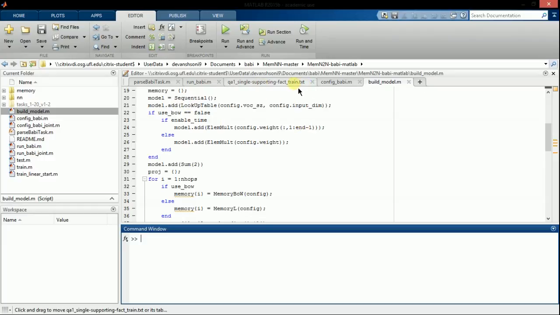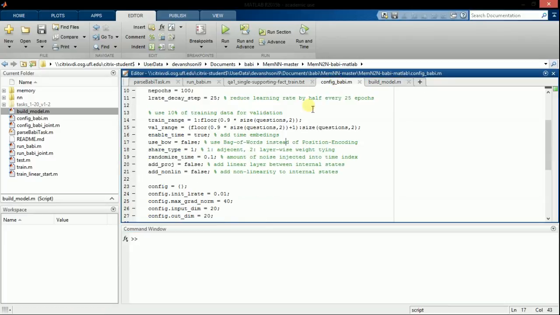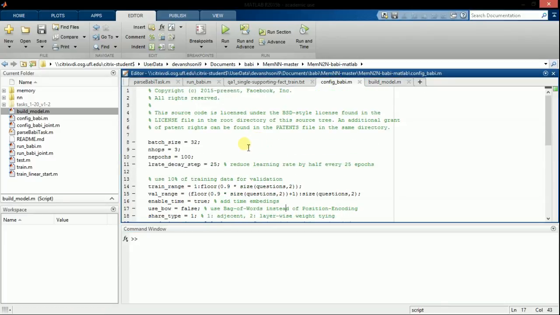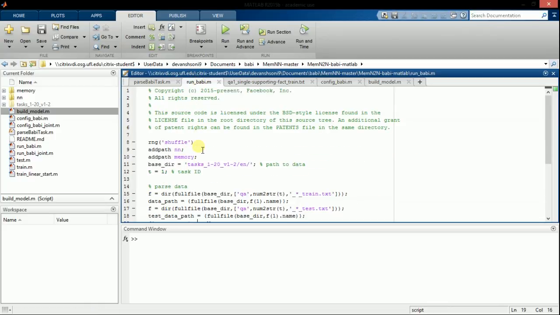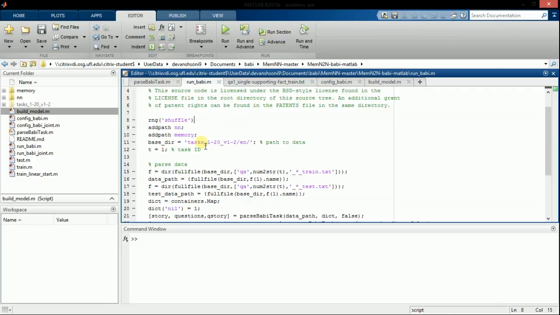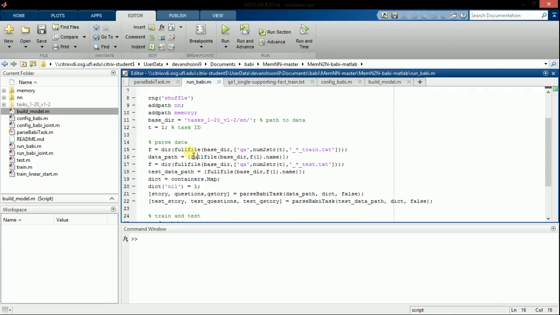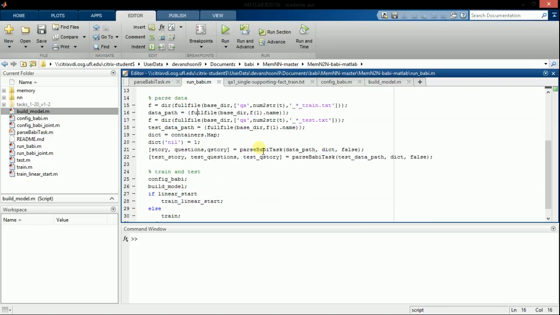So if you see, the code has been written entirely in MATLAB, and the code has been taken from Facebook AI research team's original code on GitHub. So we have a file called run.babi.m, which is basically taking the data from the files, the training file and the test file, and then it is calling the functions which have been written in MATLAB. So it is calling parse babi task, which is basically parsing the data and converting it into internal matrices.